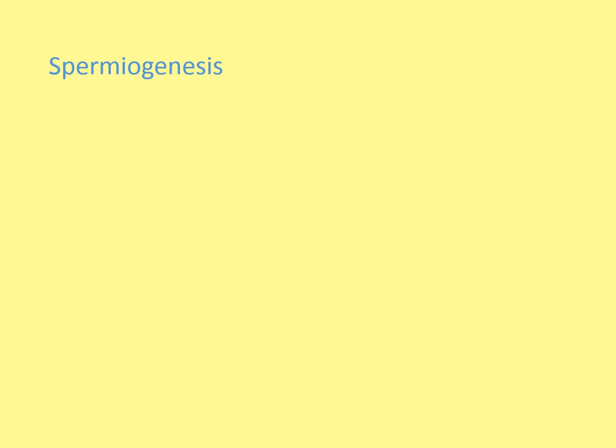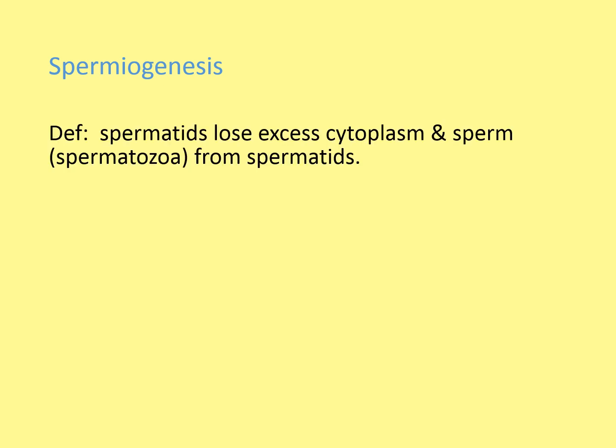Spermiogenesis is basically the process of the spermatid losing the excess cytoplasm and becoming spermatozoa. So the spermatid loses excess cytoplasm and the sperm or spermatozoa is formed from the spermatids.